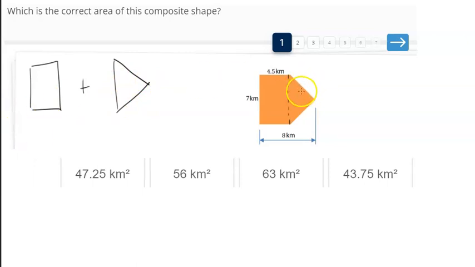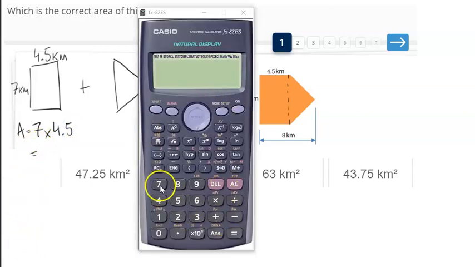So the area for a rectangle is quite simple. We know that this length here is 7 kilometers, and this top width here is 4.5 kilometers. And to get the area, it's just length times width. So the area, A for area, is just 7 times 4.5. And this is equal to, grab your calculator out, there we go, scientific calculator, 7 times 4.5. If it comes up like this, just press the SD button and you get 31.5.